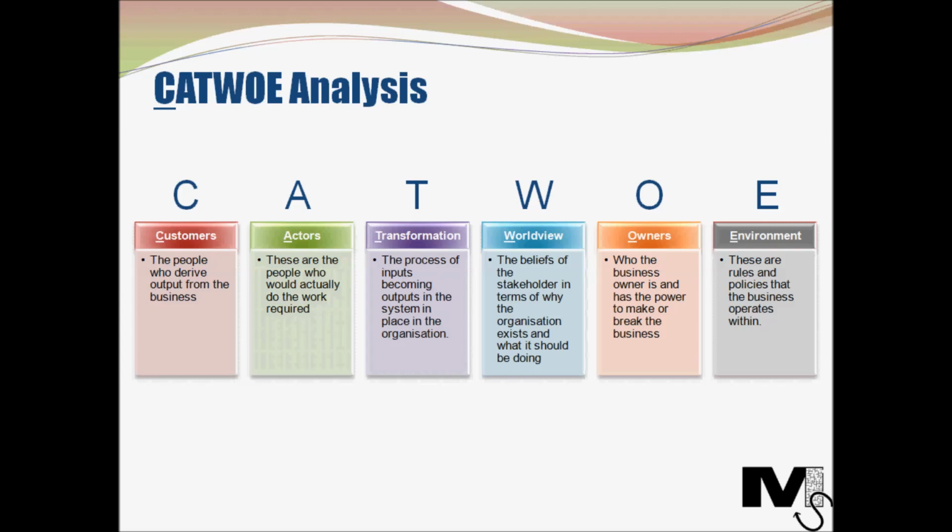O stands for owner. This is the stakeholder's perspective of who the business owner is and who has the power to make or break the business, or the upcoming change in the change management context. E stands for environment. These are the rules and policies that the business operates within. Every type of business has external factors or constraints that affect it. One can decide to run a PESTLE analysis here to map all of the external factors affecting the business, but these are those factors listed in this element.